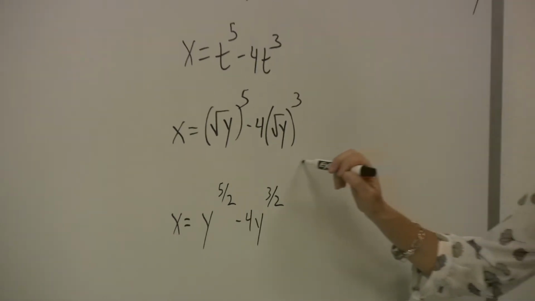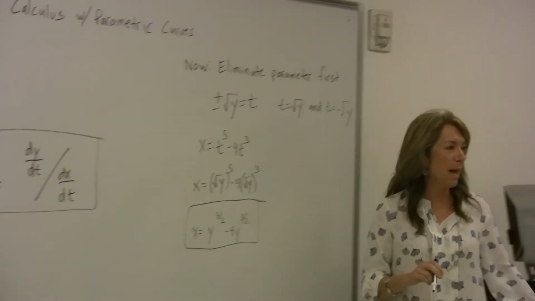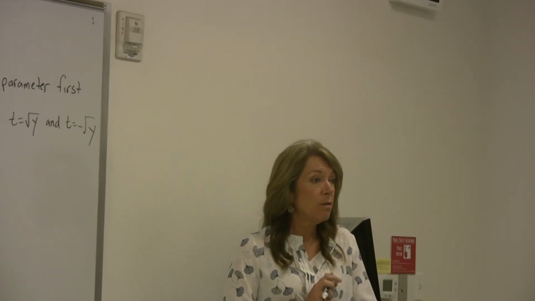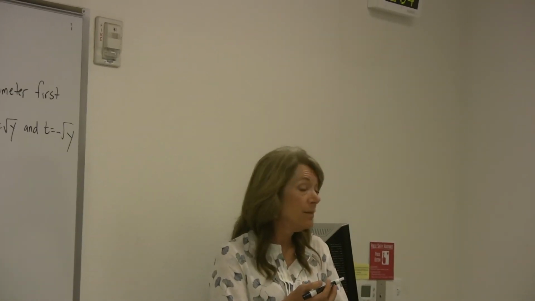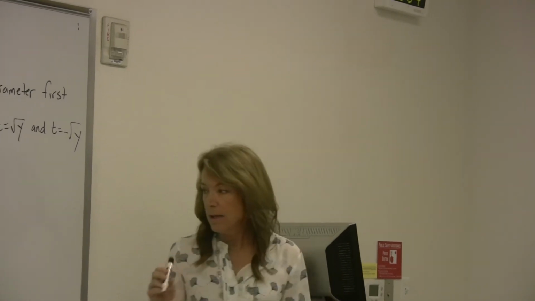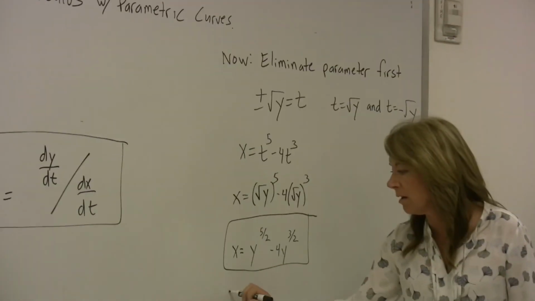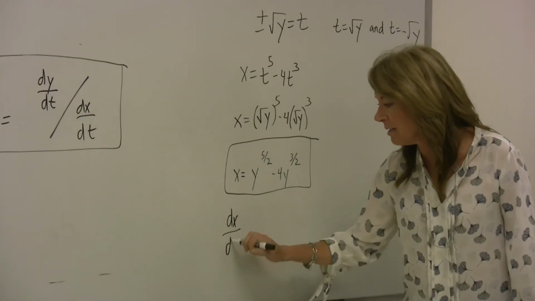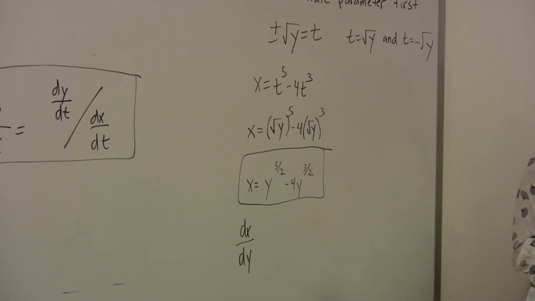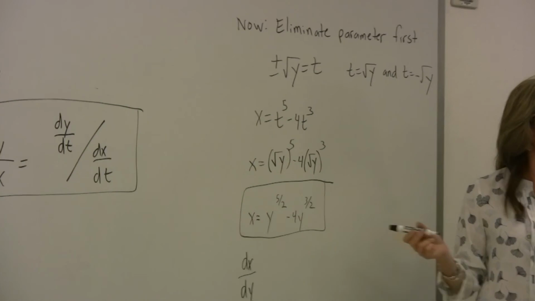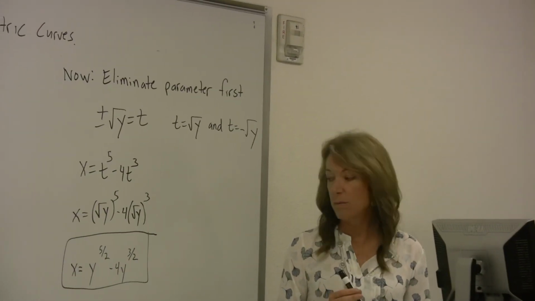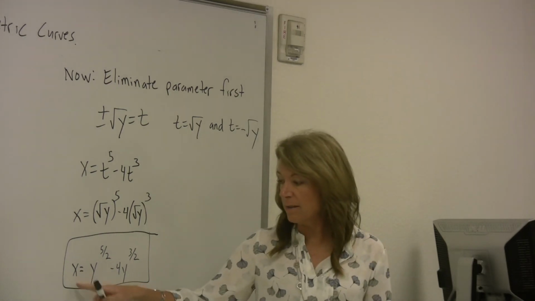So now I've eliminated the parameter. I have x as a function of y. So then I need to take the derivative so that I can find the equation of the tangent line. Now be careful, since I have x here, it's going to be dx/dy, not dy/dx. You could do chain rule, and you could do implicit, I suppose, to solve for dy/dx, but this will work just as well. So the derivative of x is just dx/dy.